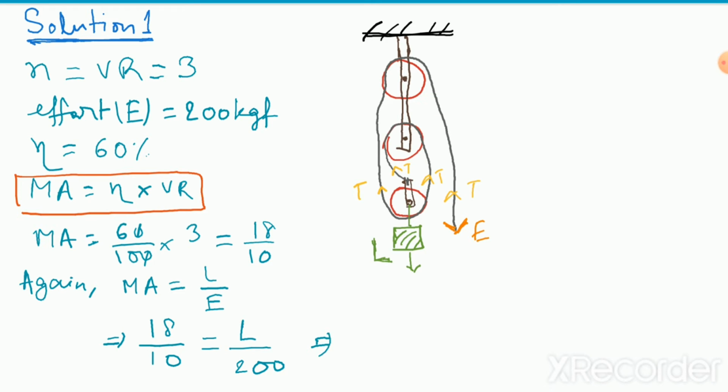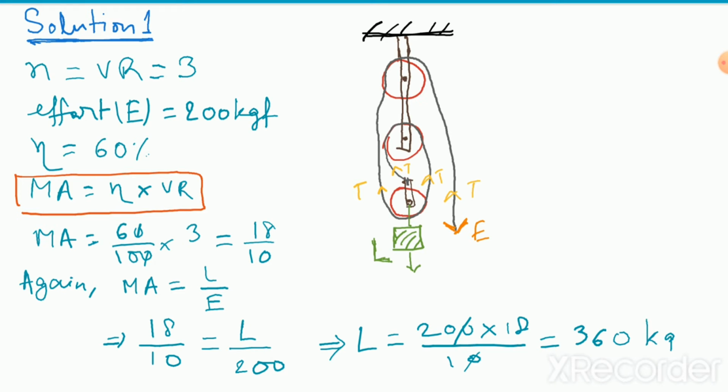This implies that load is equal to 200 into 18 by 10. So this 10 cancels out, 2 18s are 36, so 360 kgf. This is the maximum load that the person can raise by applying an effort of 200 kg. So I think the solution is clear, isn't it? This is the solution of the first part of the problem. So you can raise a maximum load of 360 kg.